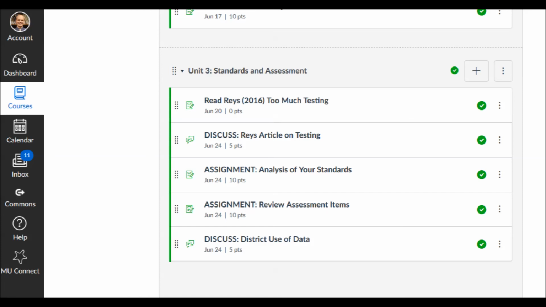And then there are 2 assignments for Unit 3. There's an assignment that involves analyzing some official standards that you get to choose, and then there's an assignment analyzing some standardized assessment items. The details on those assignments are posted on the assignment page on Canvas, and those are both due by the end of the day Sunday. Let us know if you have any questions on them.